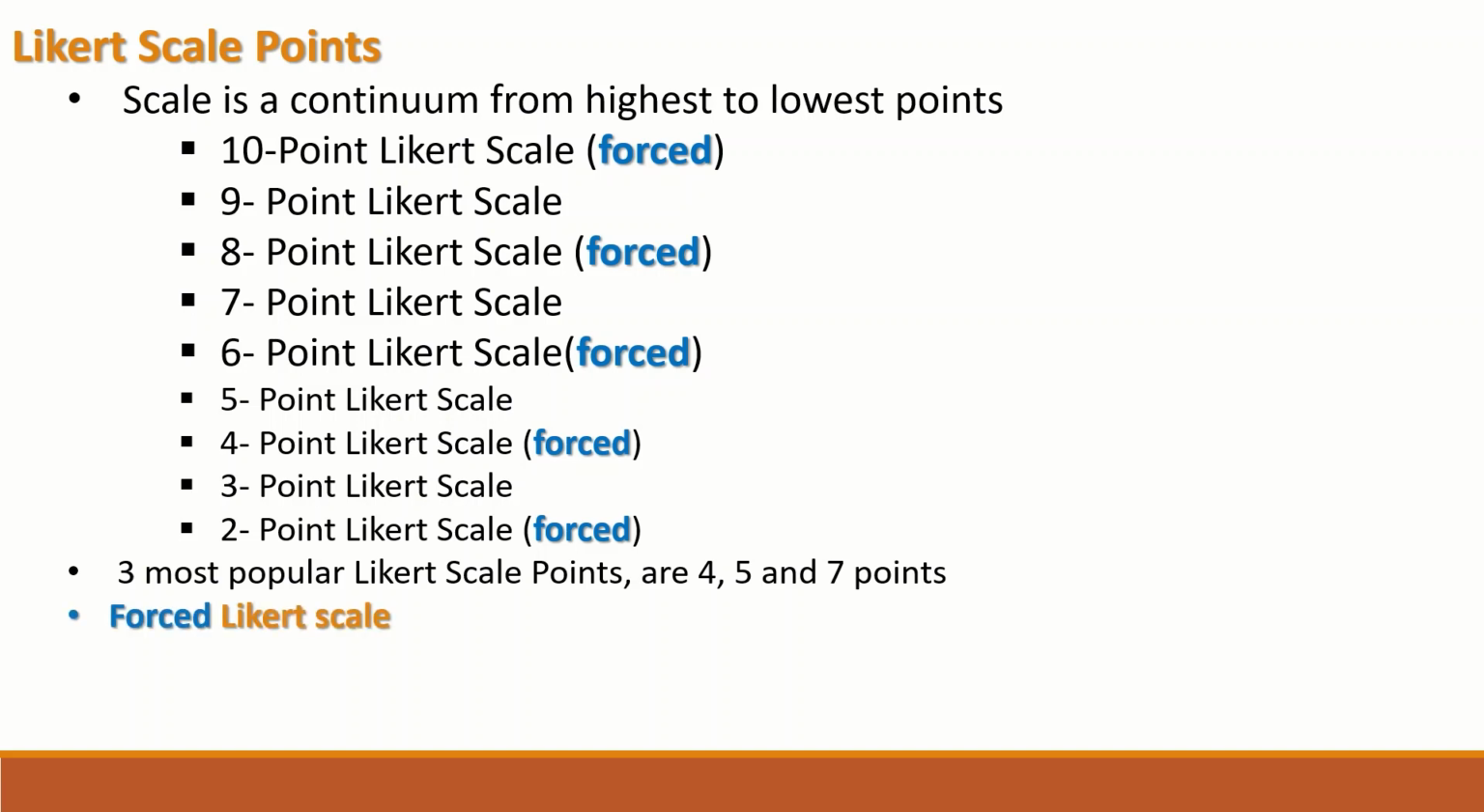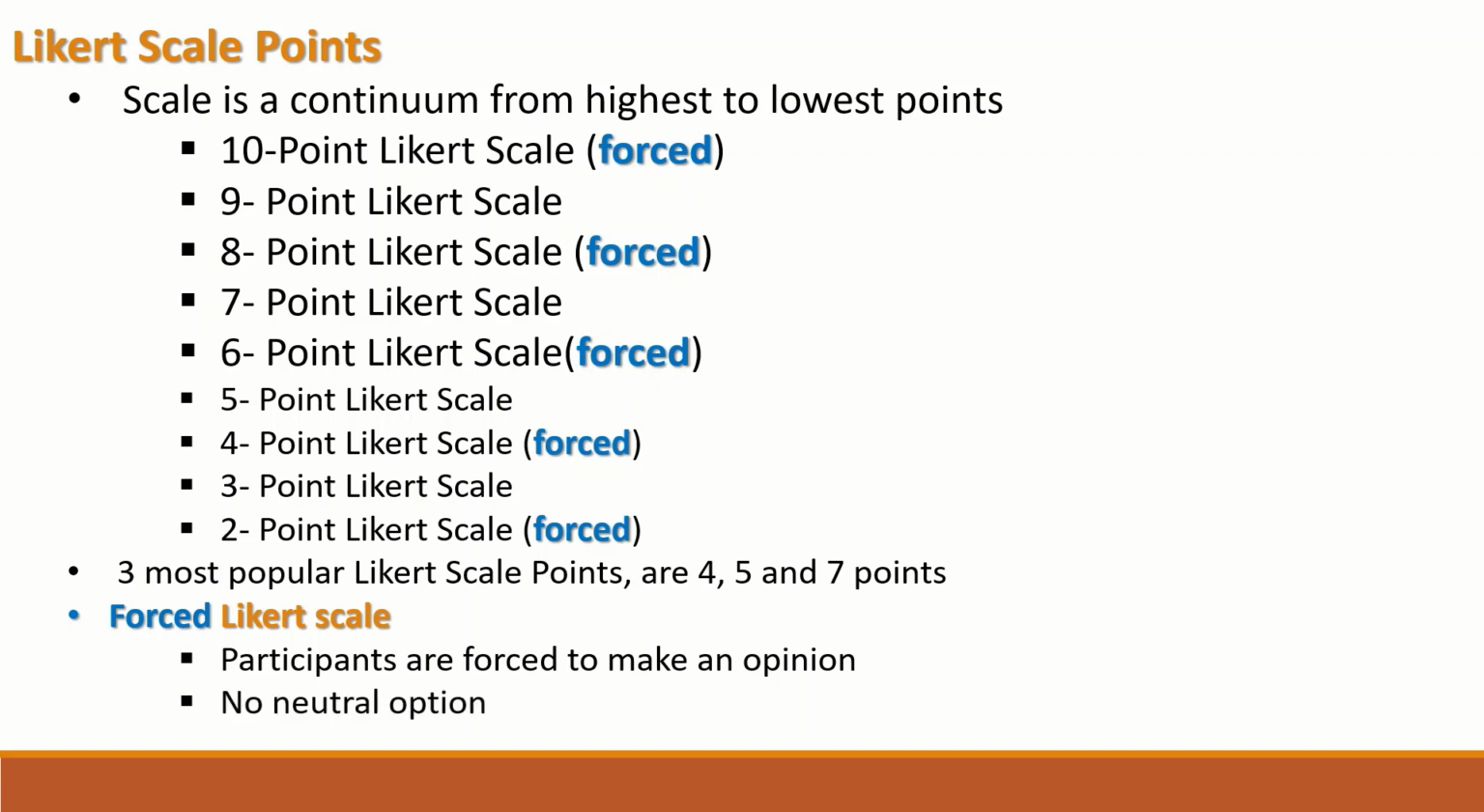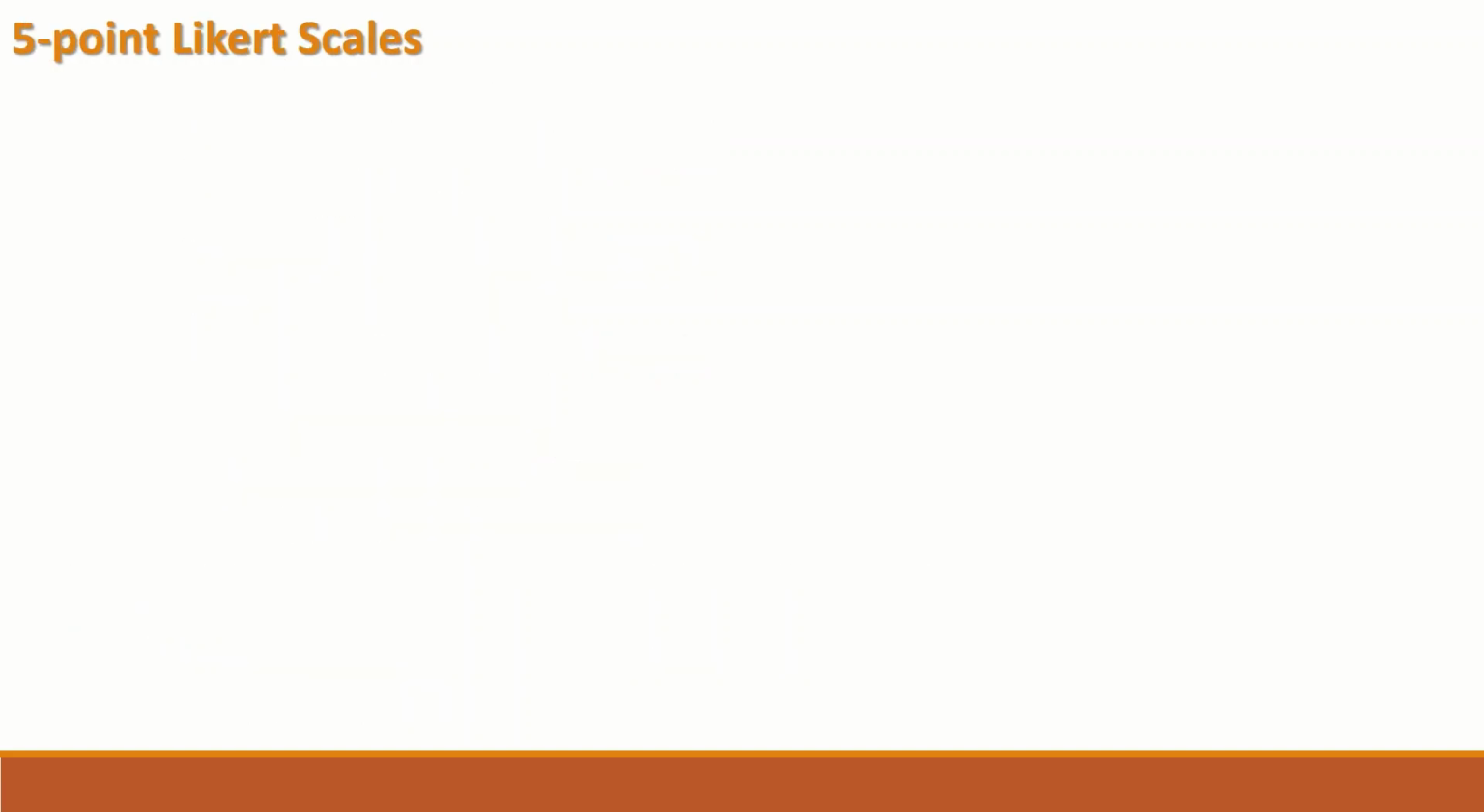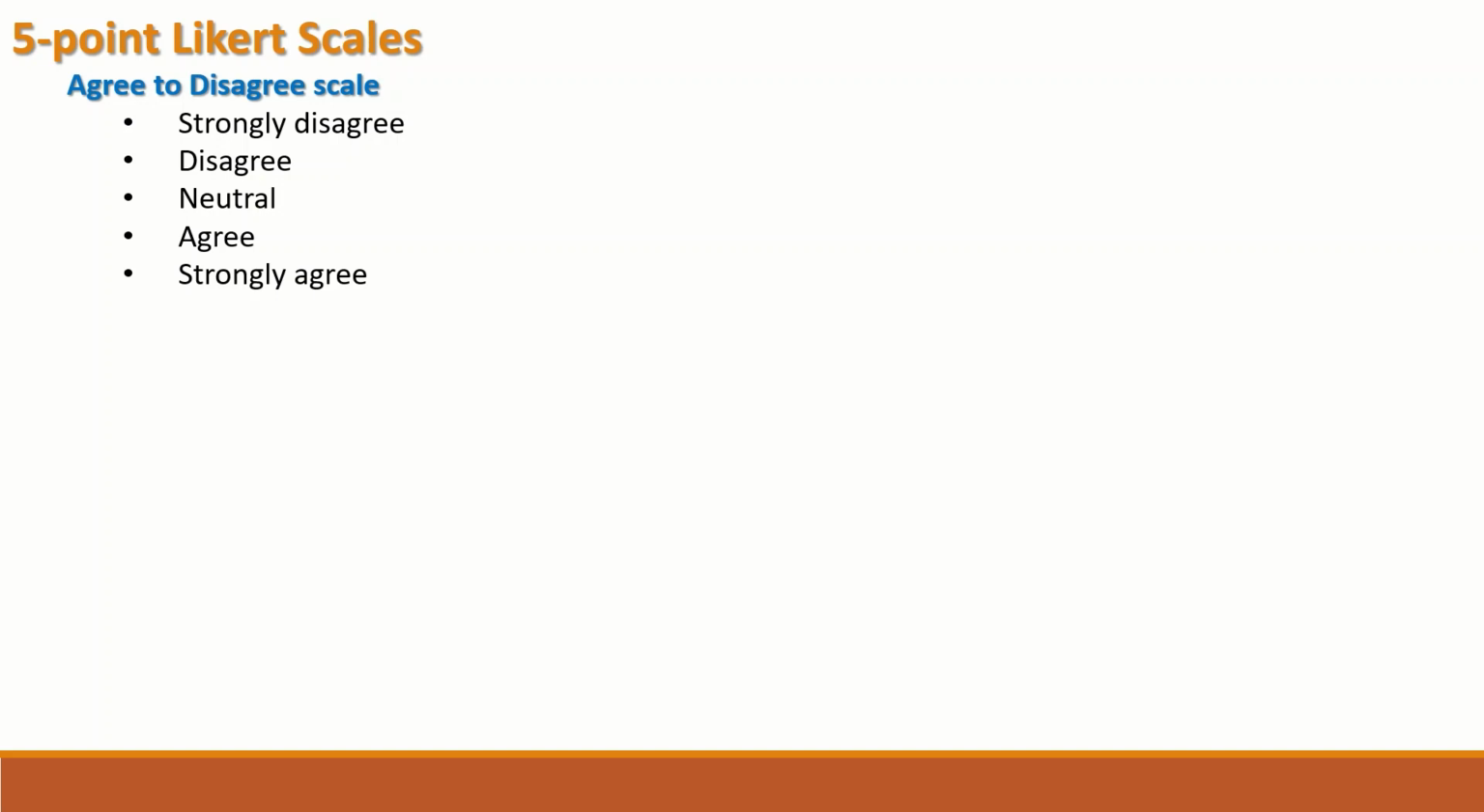Forced Likert scales, as labeled here in blue for 10, 8, 6, 4, and 2, are scales where the participants are forced to form an opinion. So there is no option of I don't know, or neither agree nor disagree. It does force the participant to make their opinion. That's why it's called a forced Likert scale.